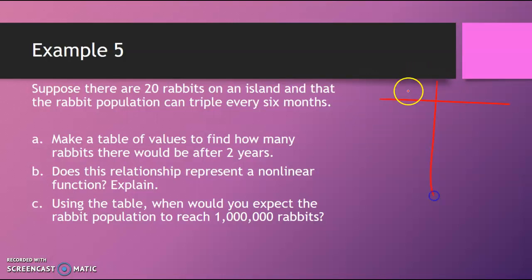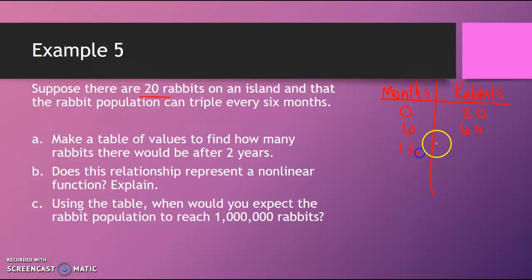So our x is going to be, I'm going to call it months. I know it wants years, but I think it's easier to start in months and go every 6 months. And then this will be rabbits. And so after 0 months, because we're starting with 20, right? So at 0 months, we have 20 rabbits. After 6 months, we're going to take that 20 times 3. And so now we have 60 rabbits.